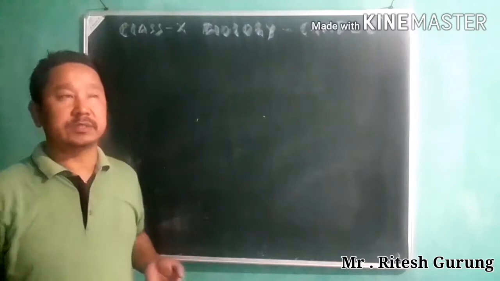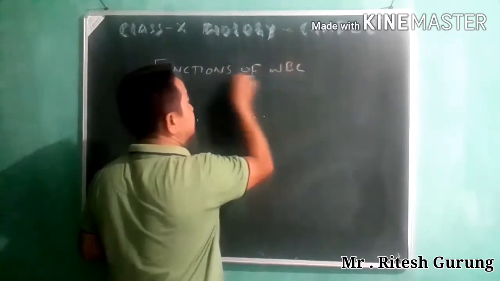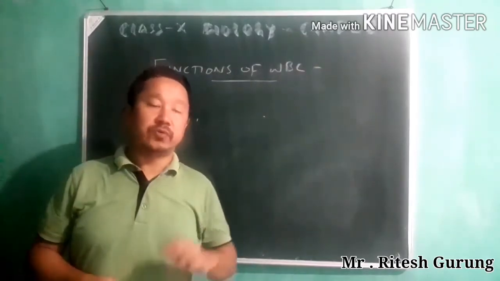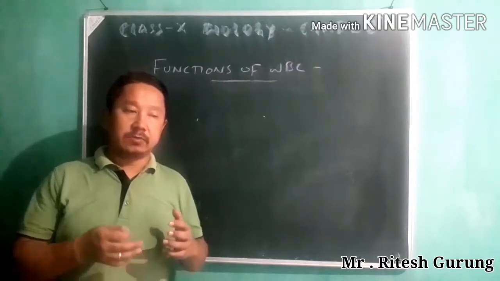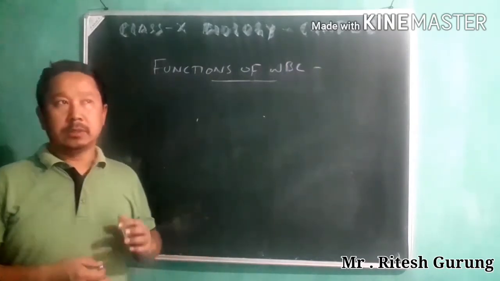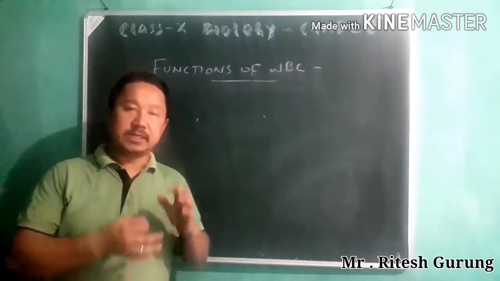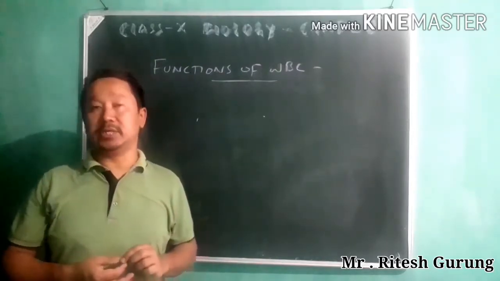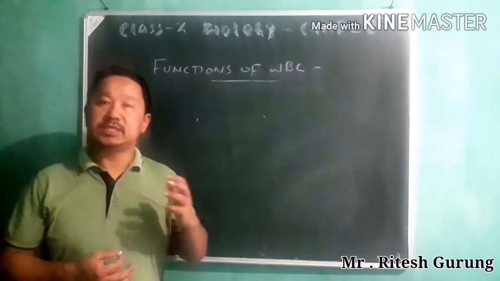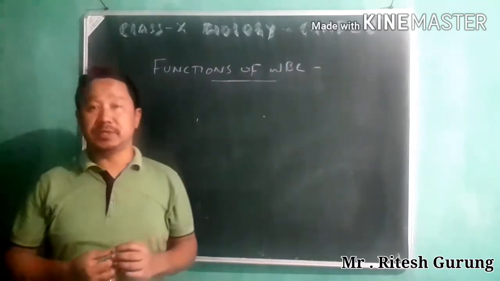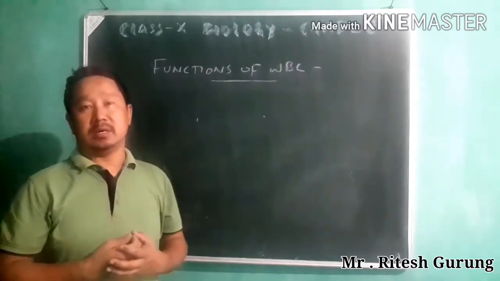Now let's talk about the functions of WBC. The main function of WBC is to fight against germs, which is directly related to the immunity of the body. Whatever kinds of foreign substances enter the body are traced and checked by these WBCs. This is directly connected with your immunity. It defends you from different kinds of disease-causing germs. That's the basic function of WBC. So how does it defend us from the different kinds of germs?